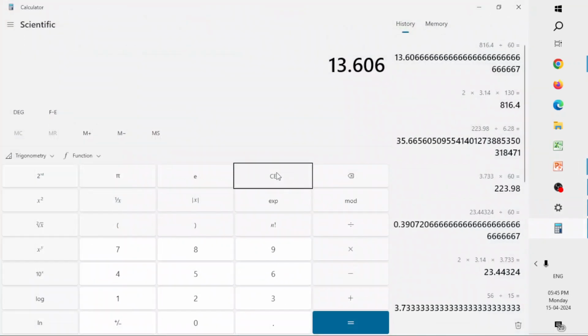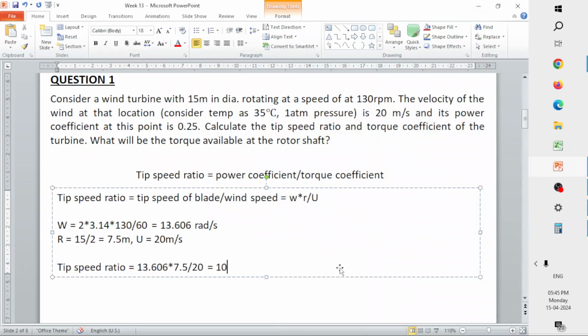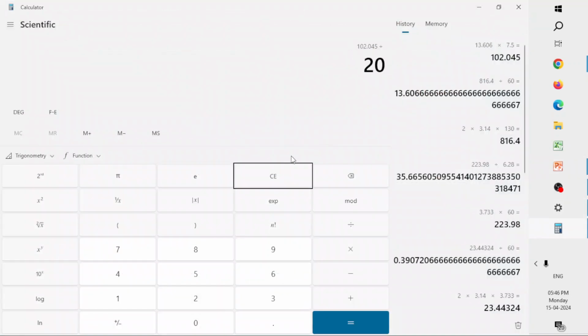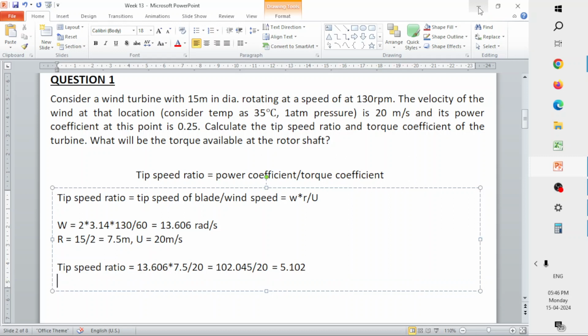So then it will be 13.606 times 7.5. So 102.045 is your tip speed of the blade, divided by 20, that is 5.102. So this is your tip speed ratio. So the first part of the question is done.